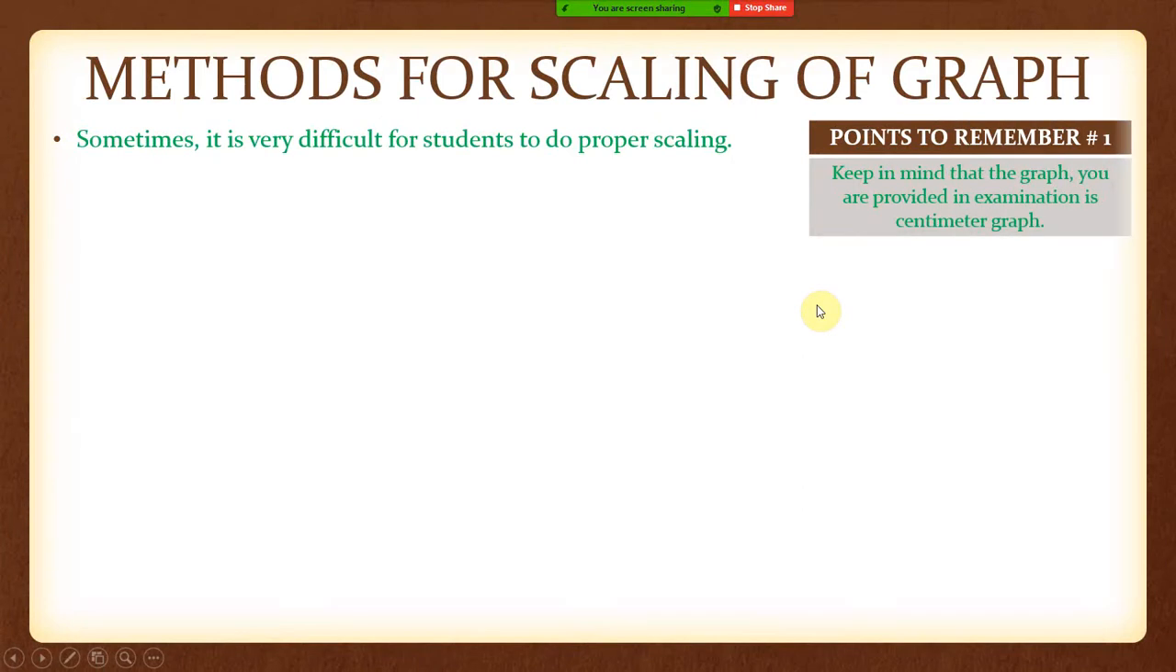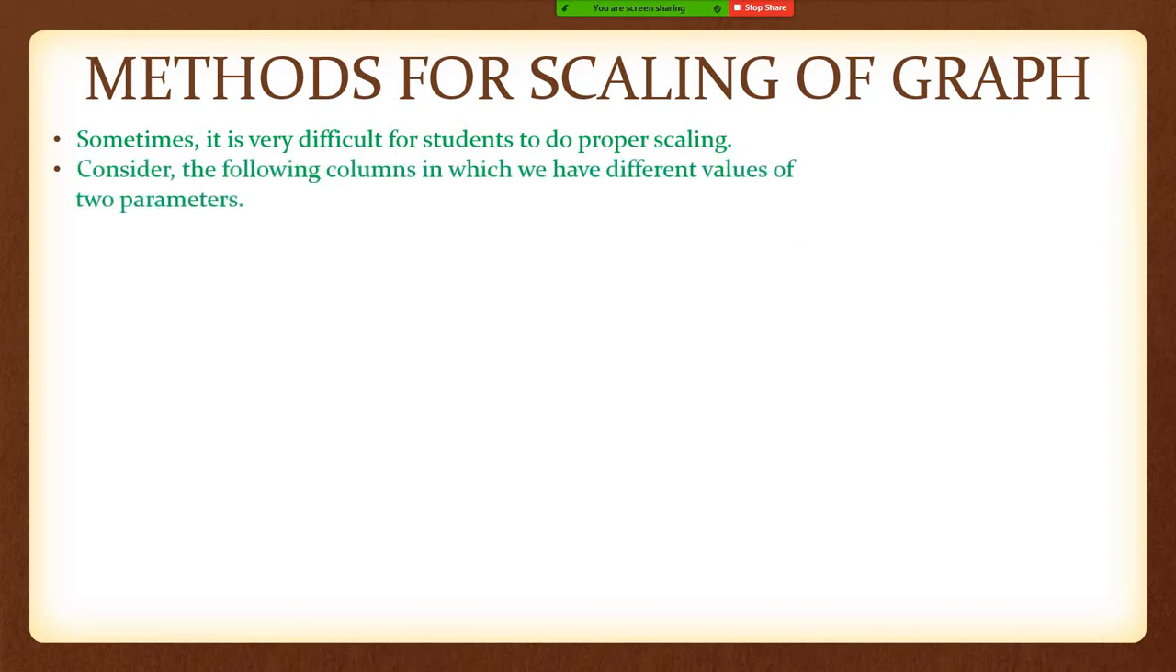Okay guys, moving ahead. Point to remember number one: keep in mind that the graph you are provided in the examination is a centimeter graph. Whenever you appear in a CAIE exam, the graph you are provided with is basically a centimeter graph. So it is best for you to buy a centimeter graph and start working on it for practice, so you may do your best.